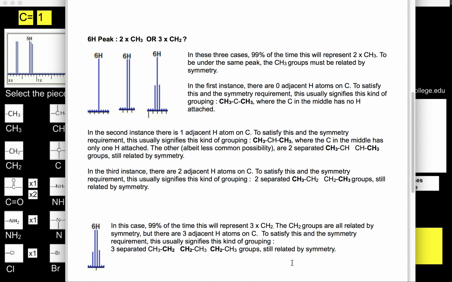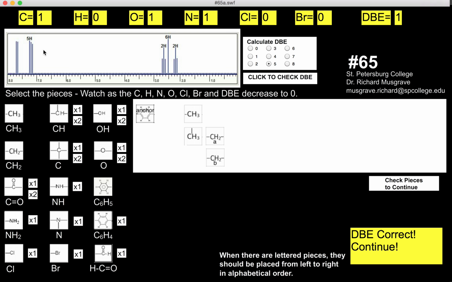Now when deciding whether a 6H is going to be 2 CH3s or 3 CH2s, we can look at the number of peaks. What we usually find is that when there's 1, 2 or 3 peaks, that generally indicates that we have 2 CH3s. And when we've got 4 peaks, that generally indicates 3 CH2s. Now all of this is demanded by symmetry, and if you'd like you can stop the video and read my discussion about those symmetry requirements.